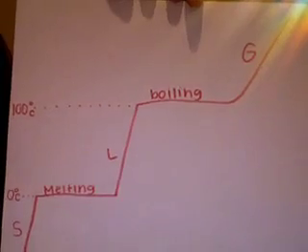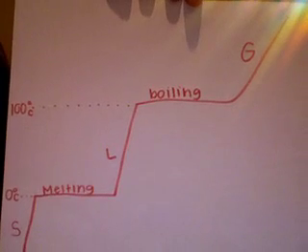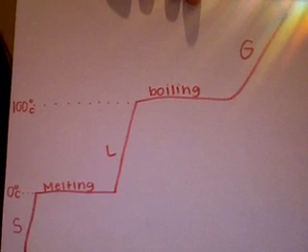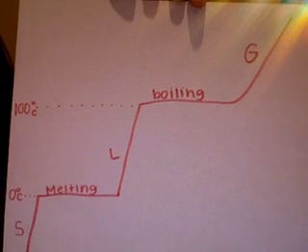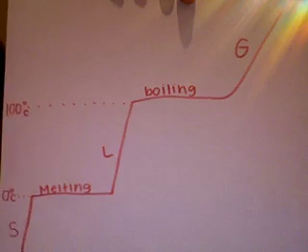This is an example of a heating curve. It starts as a solid, and then at 0 degrees it starts melting. Then it transitions into a liquid and starts boiling at 100 degrees, where it then evaporates into a gas. Now that the water has reached its boiling point, it's time to put the pasta in.